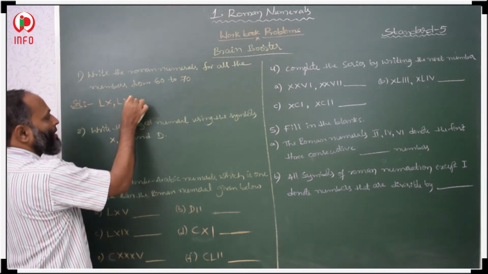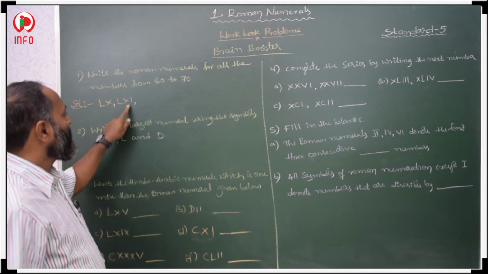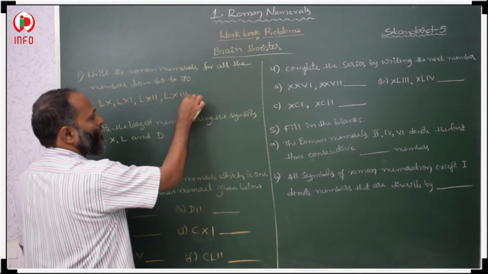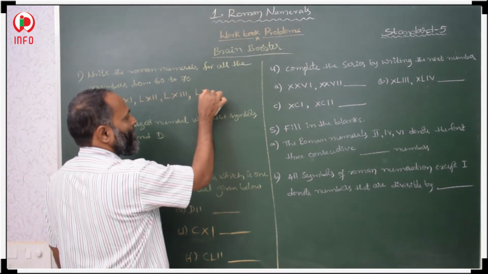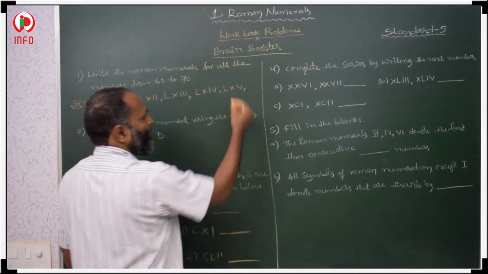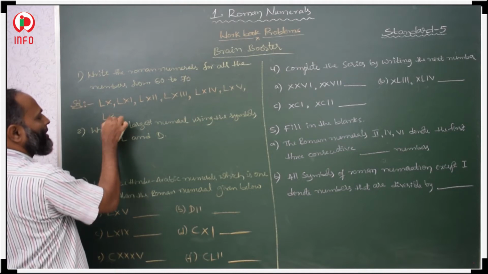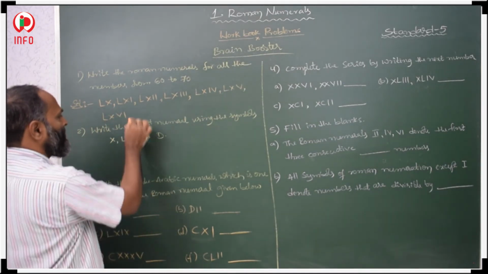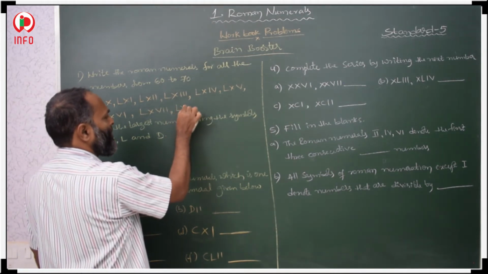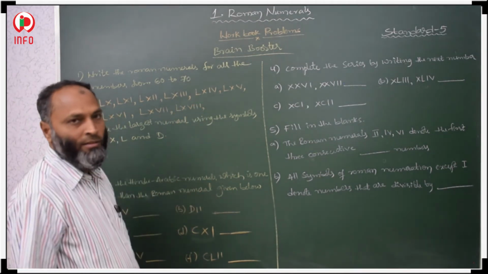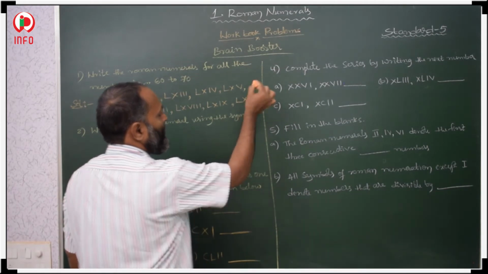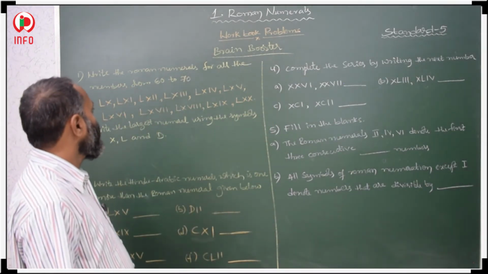61 is LXI. 60 and 2, 60 and 3, 60 and 4, representation IV, and 65, then 66, 60 LX, 7, 68, symbol, 8 representation, 60 LX and 9, 70, LXX. These are the representations of the Roman numerals from 60 to 70.